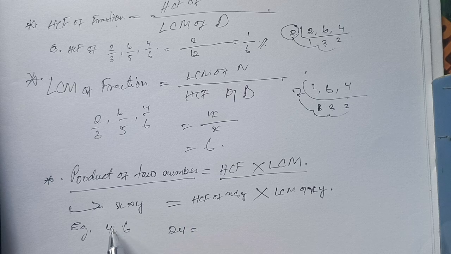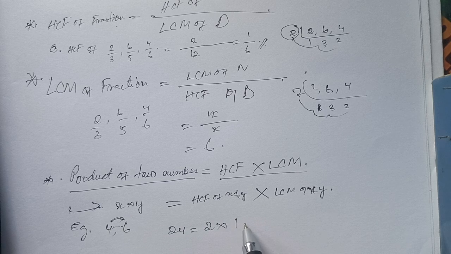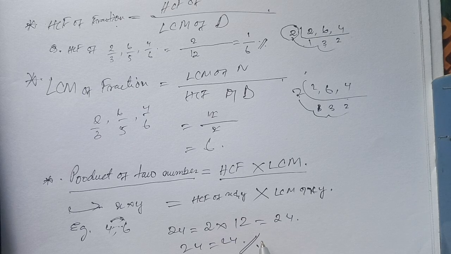This should be equal to HCF into LCM. The HCF of 4 and 6 is 2. The LCM is the lowest common multiple: multiples of 4 are 4, 8, 12 and multiples of 6 are 6, 12, so the lowest common is 12. So the answer is 2 into 12, which is 24. So 24 equals 24.